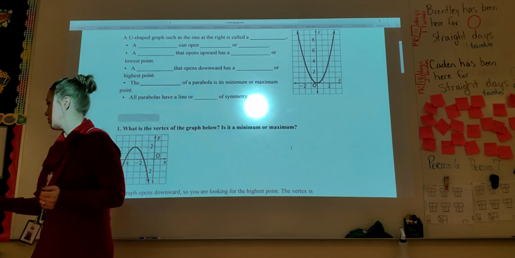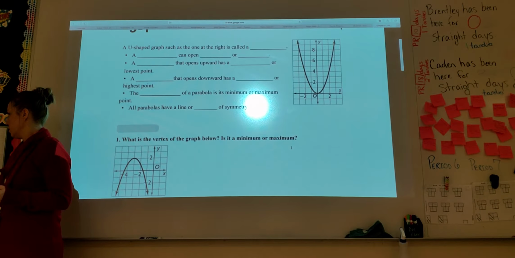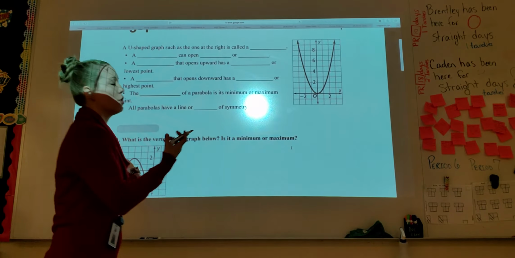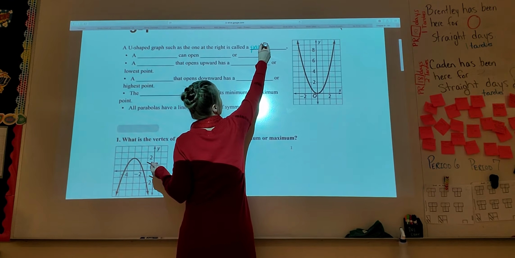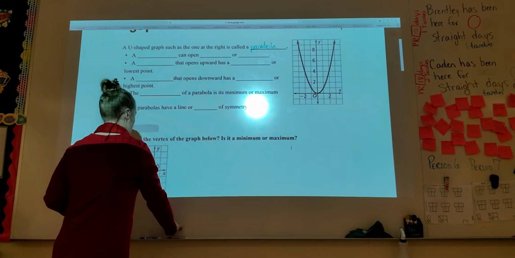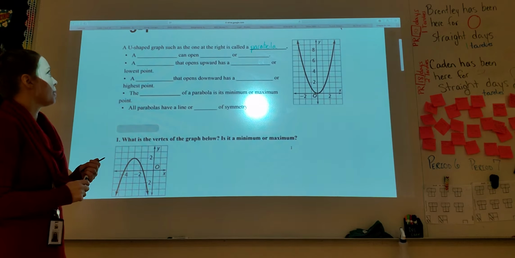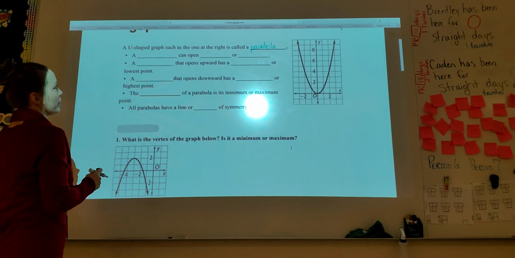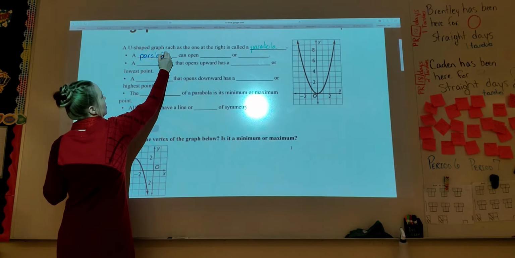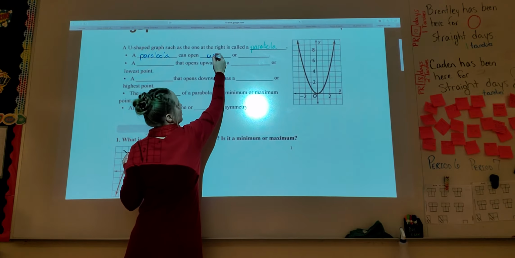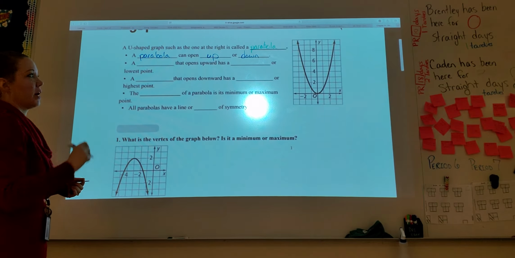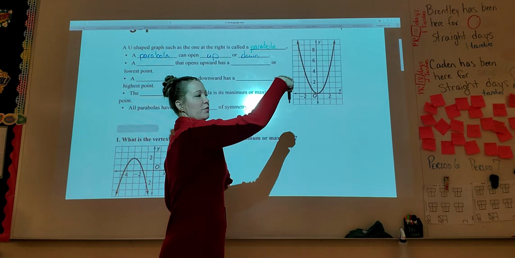So it says, let me bring this down, too short. It says that a U-shaped graph such as the one at the right is called a parabola. I'm not really sure if you can see that very well. Maybe I'll write in blue. It's called a parabola. And the first thing it says, a blank can open blank or blank. So a parabola can open up or down. So that's what I was just talking about. It's either going to open up or it's going to open down. I say it's like a smiley face or a frowny face.